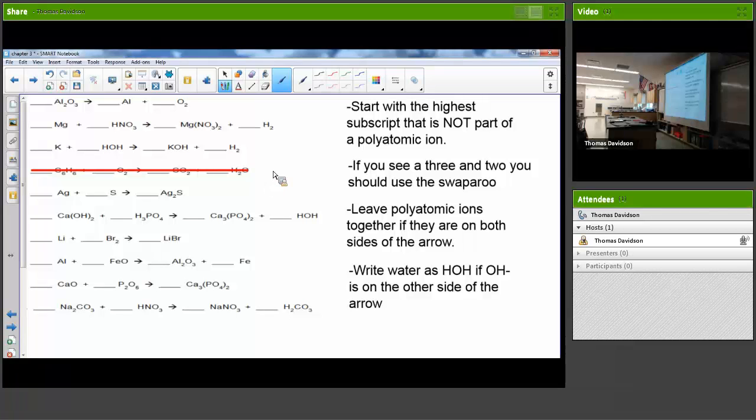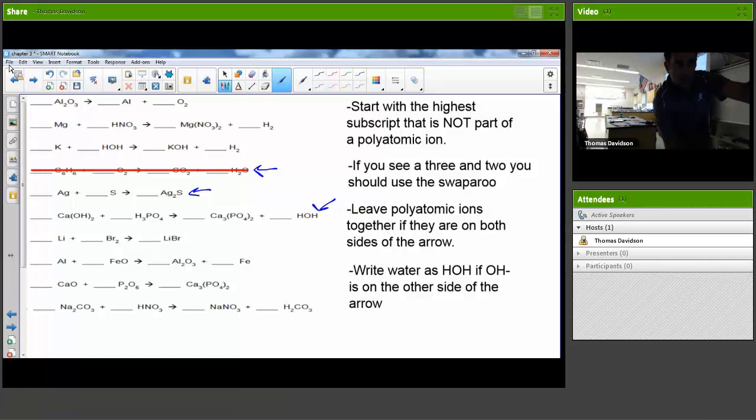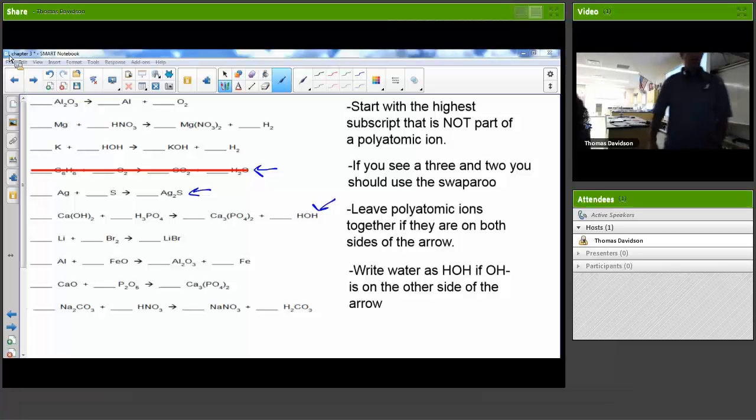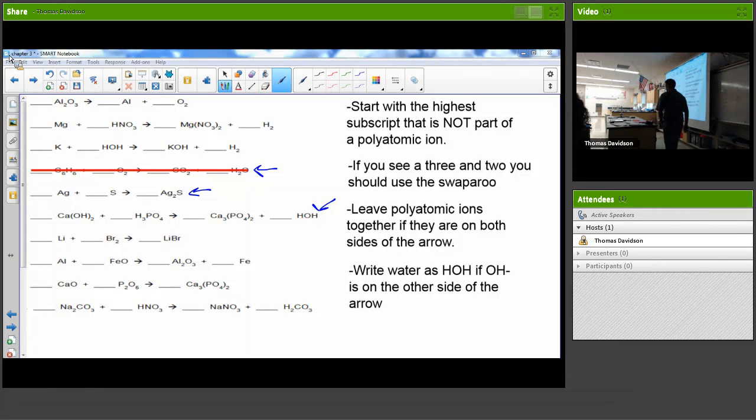All right, this red one is not crossed out because we're not going to do it. I want to do it in a minute. I would like you to try this one and this one on your own. All right, we'll take about 30 more seconds.